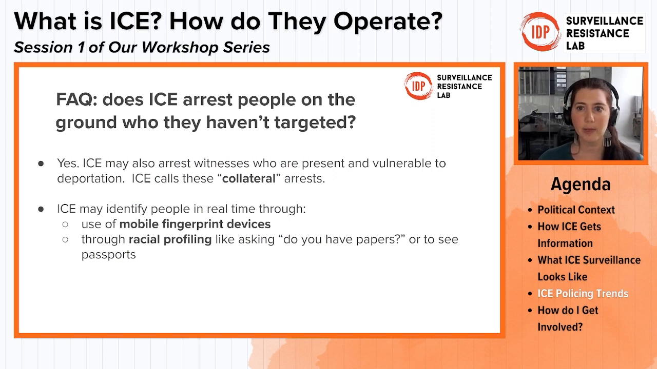So we want to include a few FAQs around ICE policing trends. These come up a lot. We get asked about whether ICE ever arrests people on the ground who they haven't actually pre-identified or targeted. The answer is yes. ICE may arrest witnesses who are present and vulnerable to deportation. They call these collateral arrests, so arrests of people who they haven't pre-identified. ICE may identify people in real time through using mobile fingerprint devices, through racial profiling, just asking people, do you have papers? Can I see your passport?